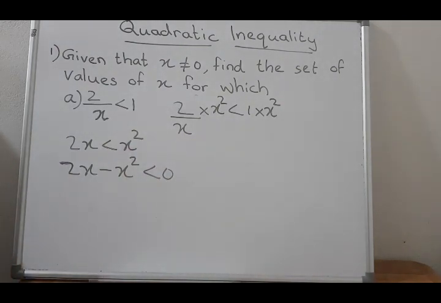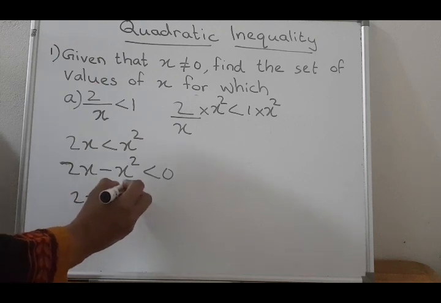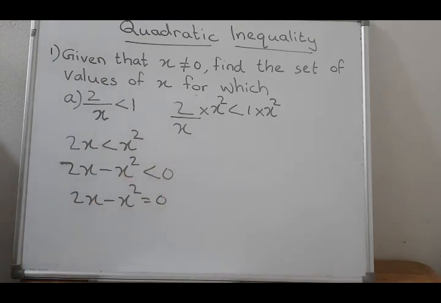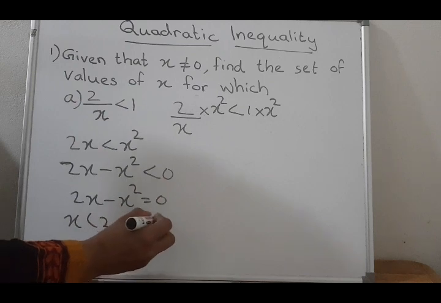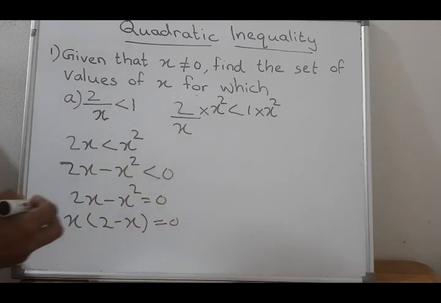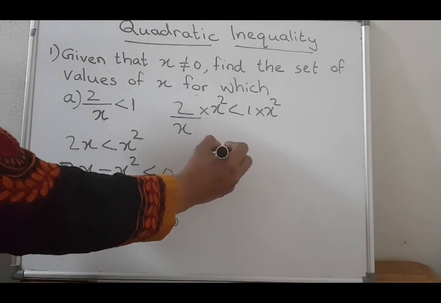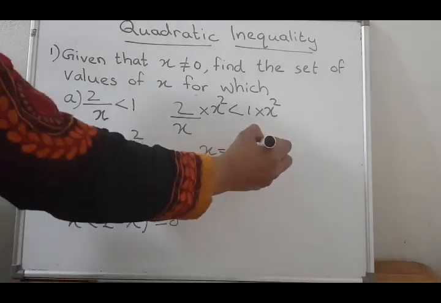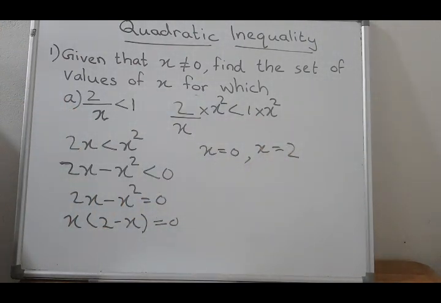Now to get the critical values, we can solve the corresponding quadratic equation. So that is 2x minus x square is equal to 0. Let's factorize it by taking x out. X times 2 minus x is equal to 0. That gives us either x equal to 0 or x equal to 2. You see, you got the critical values, x equal to 0 or x equal to 2.